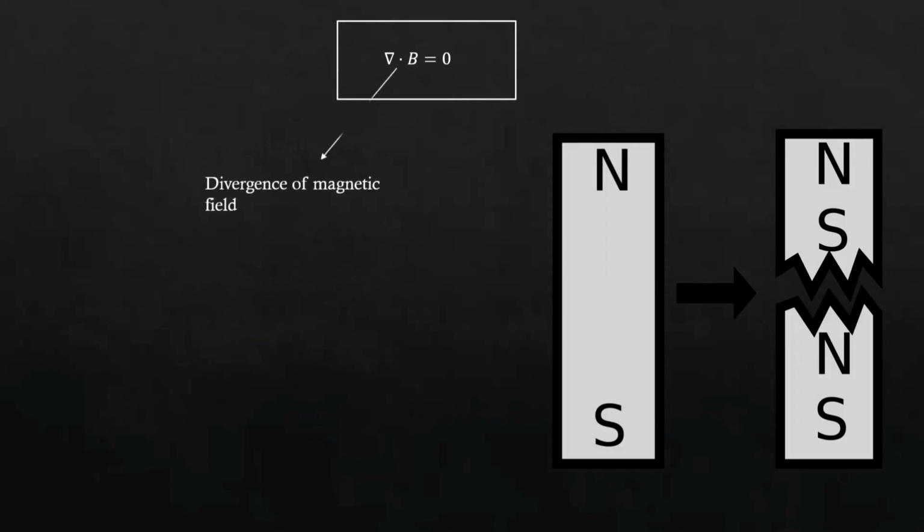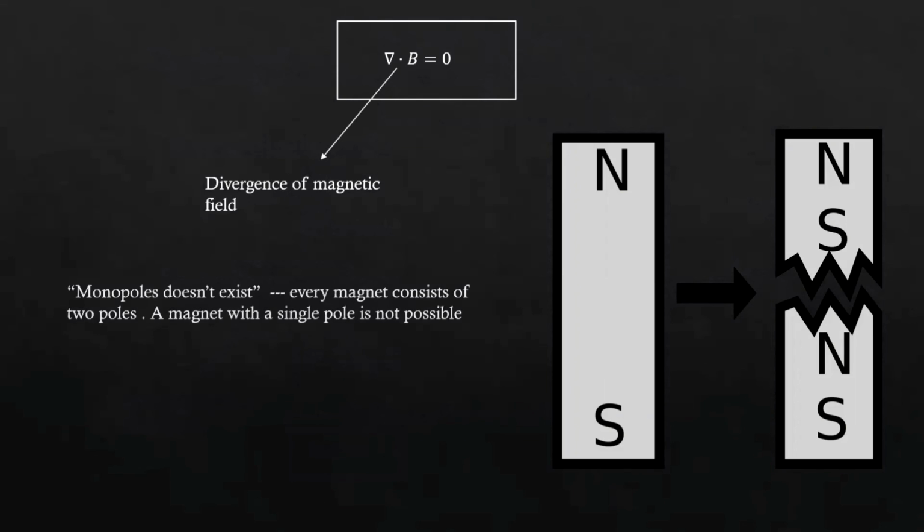If we cut any magnet into n number of particles, it forms a new north pole and south pole as well, but it cannot form a single pole. That is the meaning of the Maxwell second equation. Del dot B equals 0.